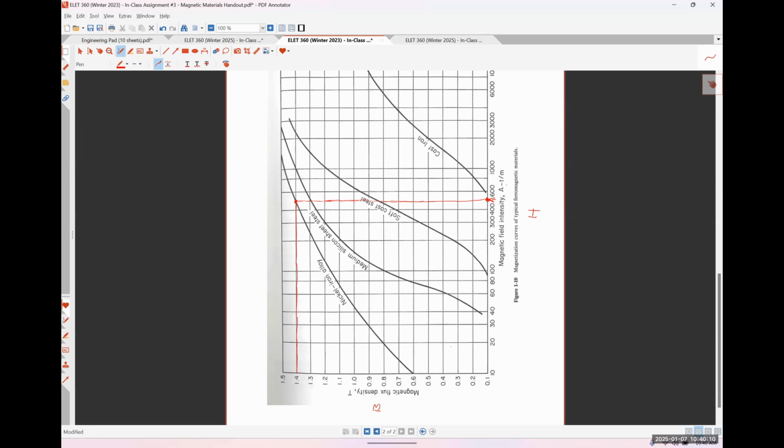So just for what it's worth, if instead our core were made of medium silicon sheet steel, we would have used 1,000 amp turns per meter. If instead it was made of soft cast steel, we would have used about, let's call it 2,200, just based on the graph. So the material that is used for our core influences the value of H that we have to supply, and therefore the current that we have to supply in order to maintain that level of magnetic flux density.